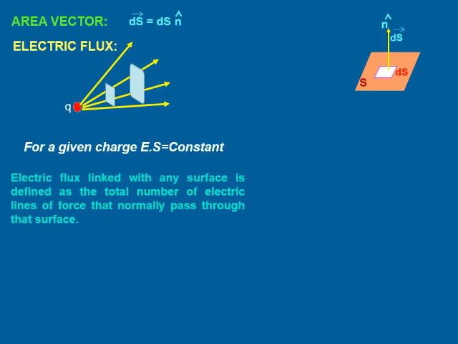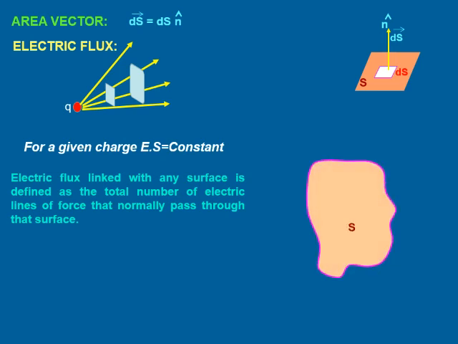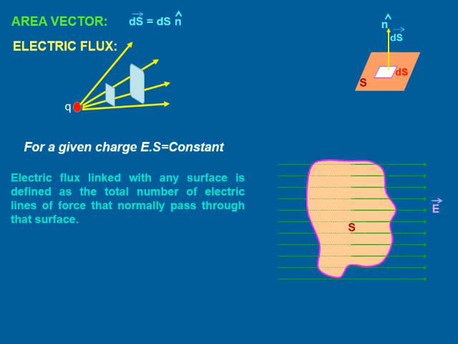What is electric flux? It is the number of field lines passing normally through a given surface. The electric flux associated with any surface is the total number of field lines passing normally through it. That means to define a flux, we will always have to choose a surface. Let us take another surface. Let E represent the field lines passing through it. We choose a small element of it, ds.